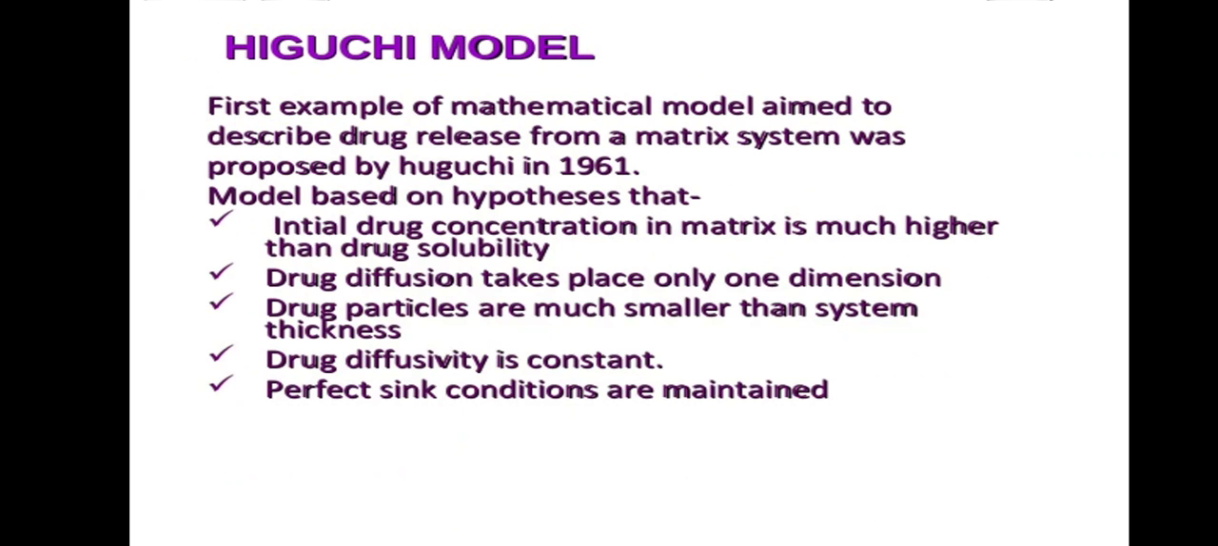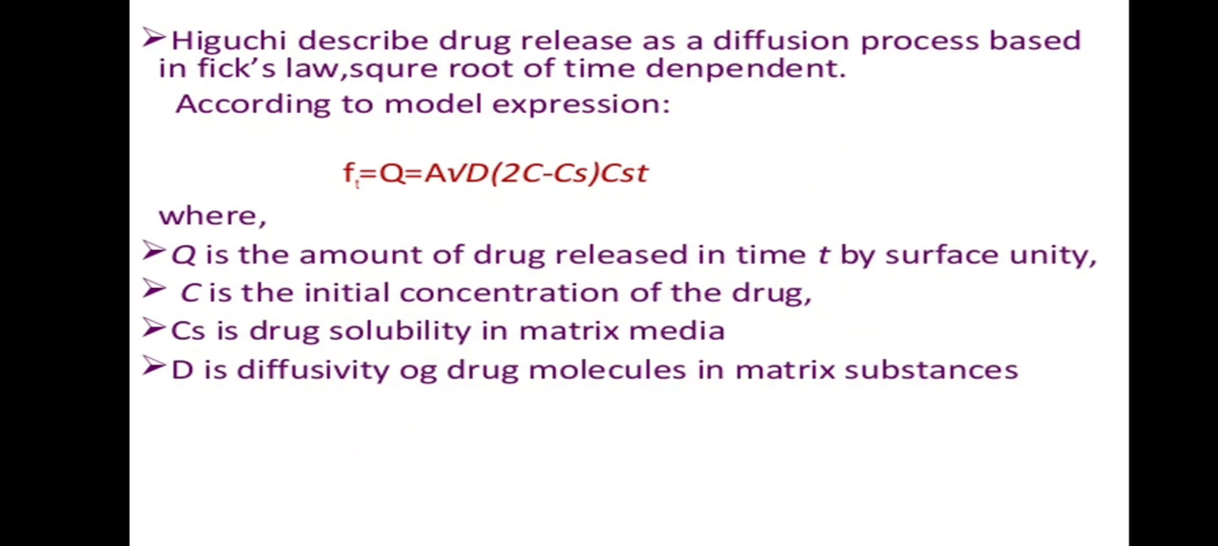Higuchi model. This is the first example of a mathematical model aimed to describe drug release from a matrix system. It was proposed by Higuchi in 1961. The model is based on the hypothesis that the initial drug concentration in the matrix is much higher than the drug solubility, drug diffusion takes place in only one dimension, drug particles are much smaller than the system thickness, drug diffusivity is constant, and perfect sink conditions are maintained.